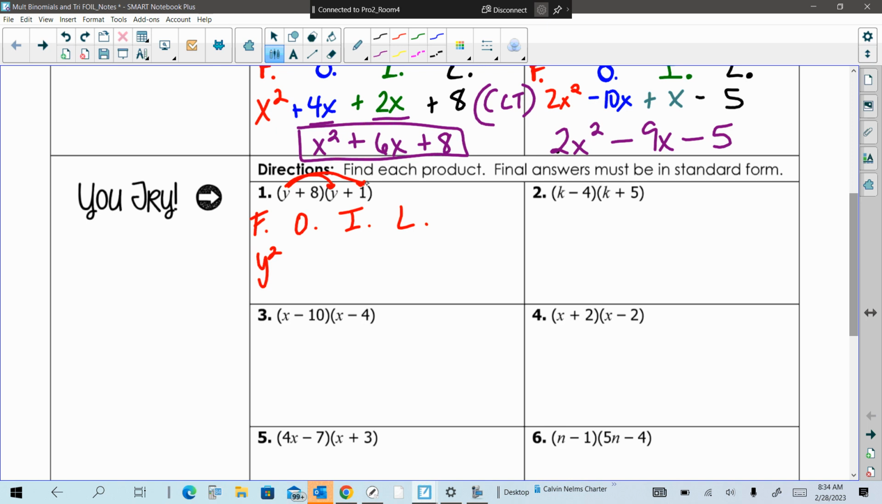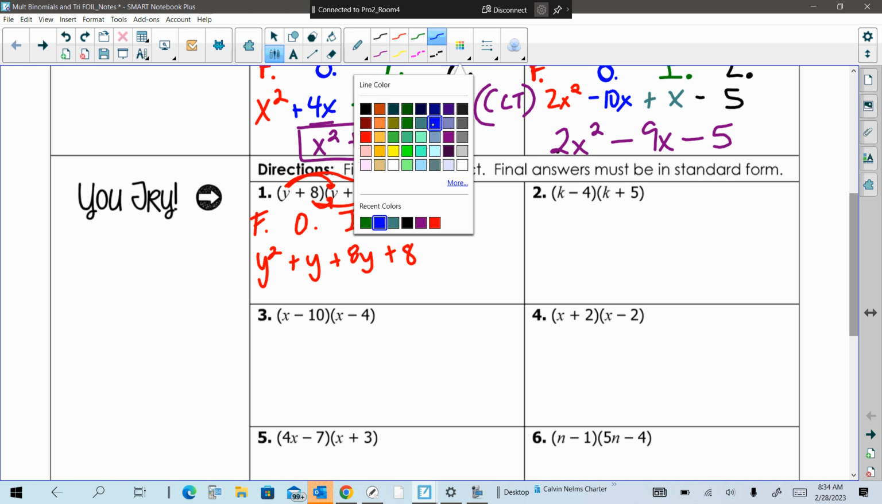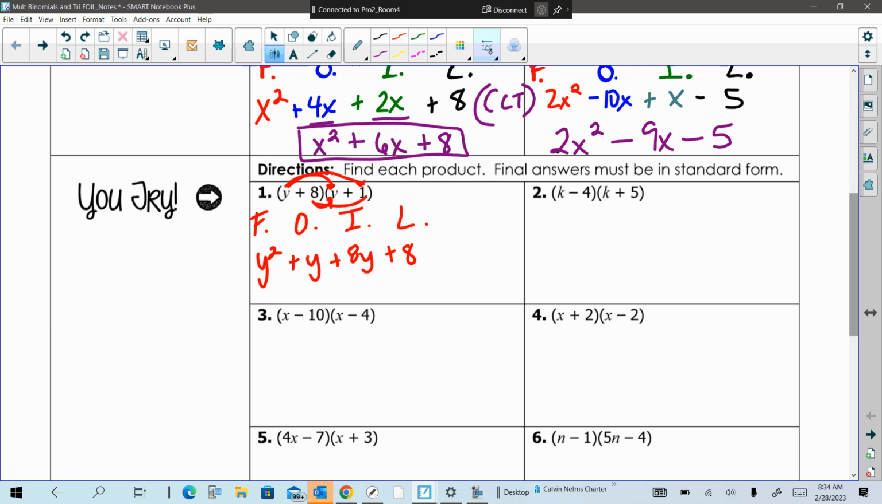Outer terms. It'll be 1 and y. So that's going to leave me with just a y. All right, inner terms. That would be 8 and y. So that's plus 8y. And the last are always your constant, your numbers. So plus 8. So we're going to combine like terms to get our final answer. Hope I did this right. All right, this is going to give me y squared plus 9y plus 8.